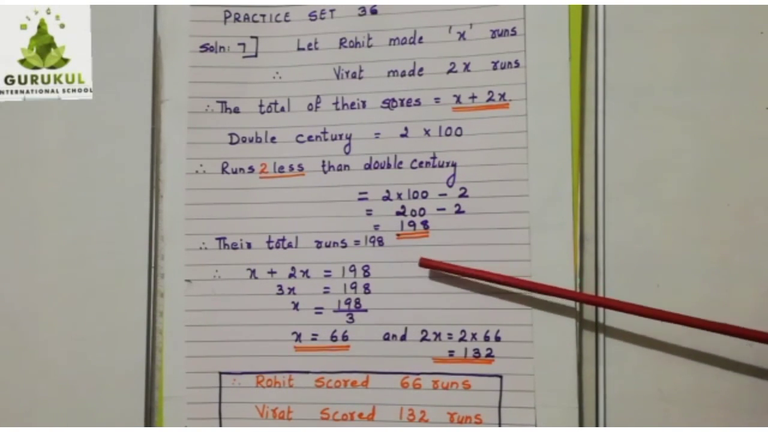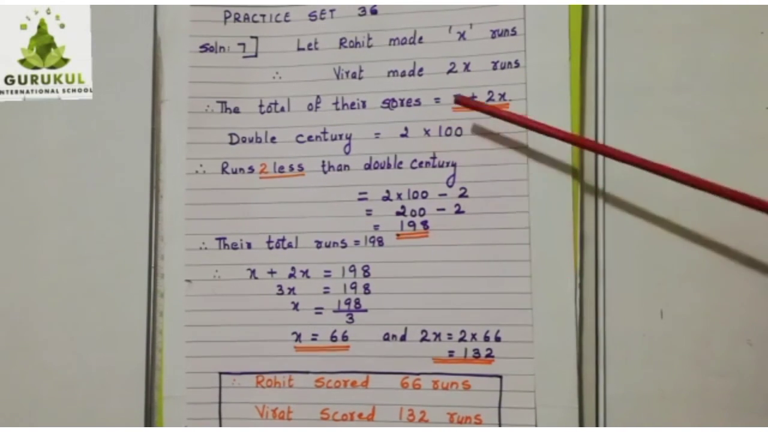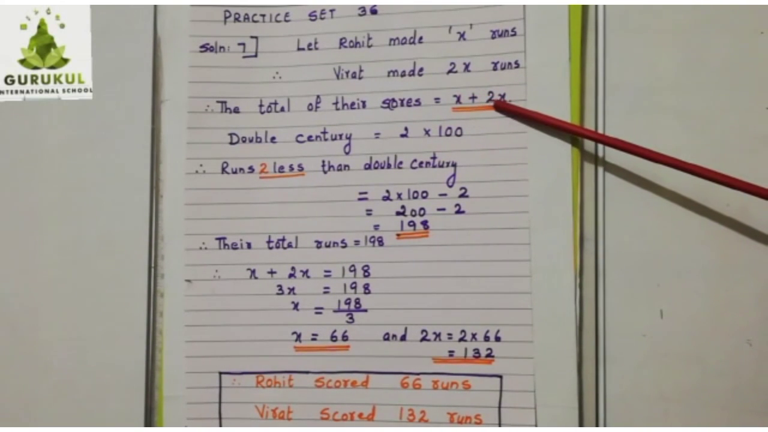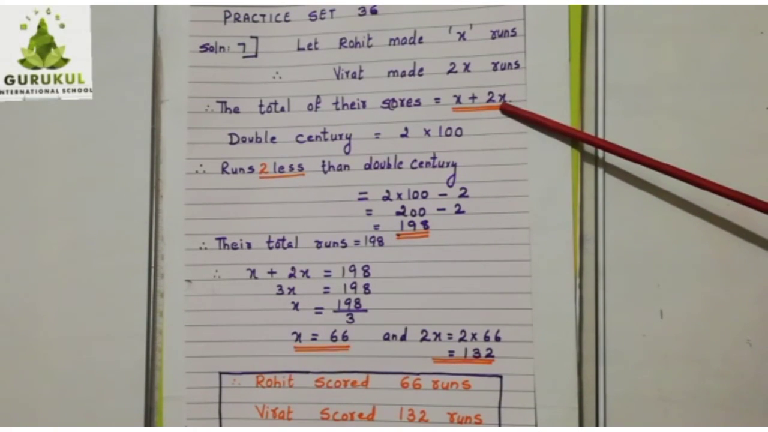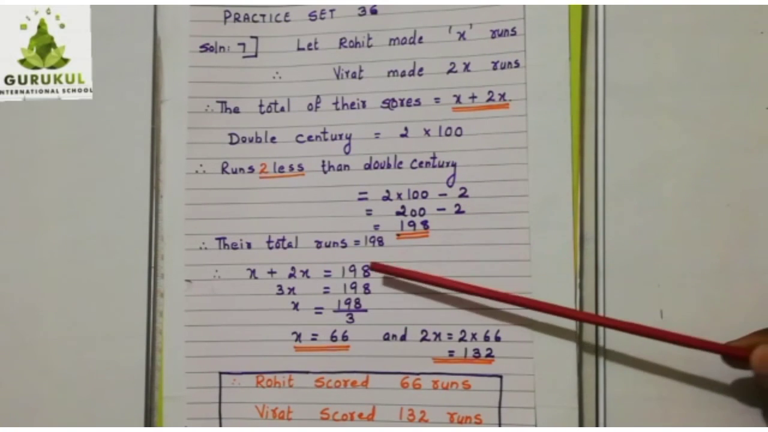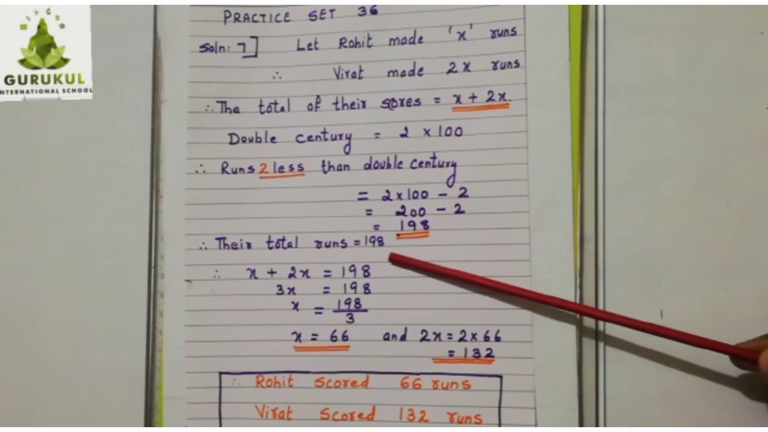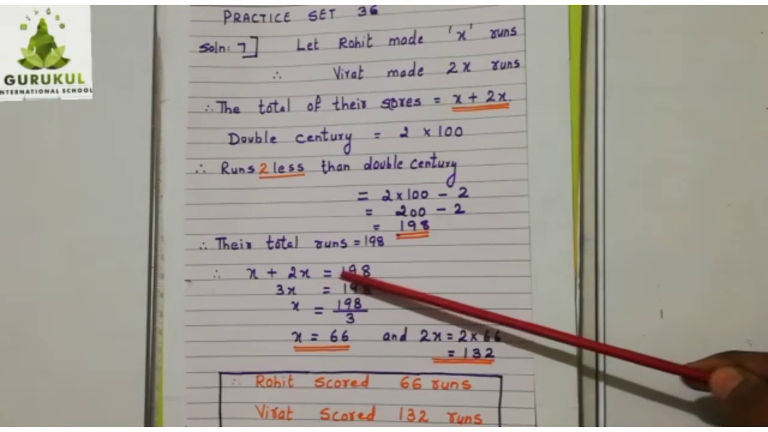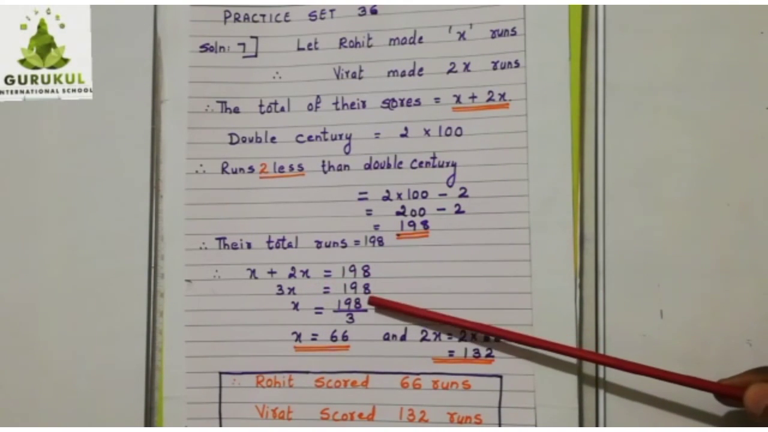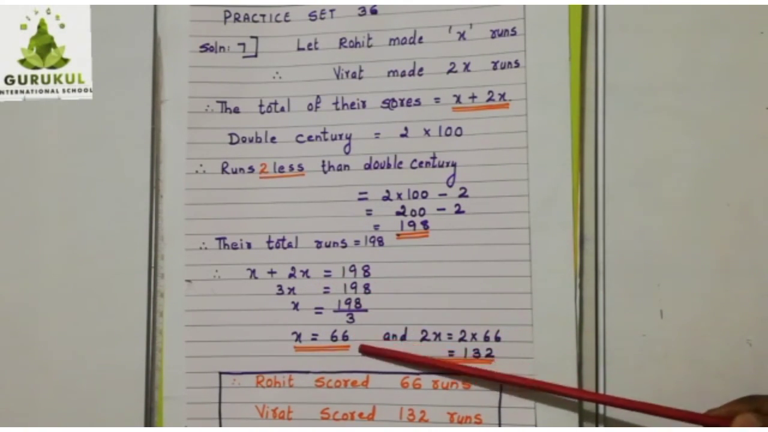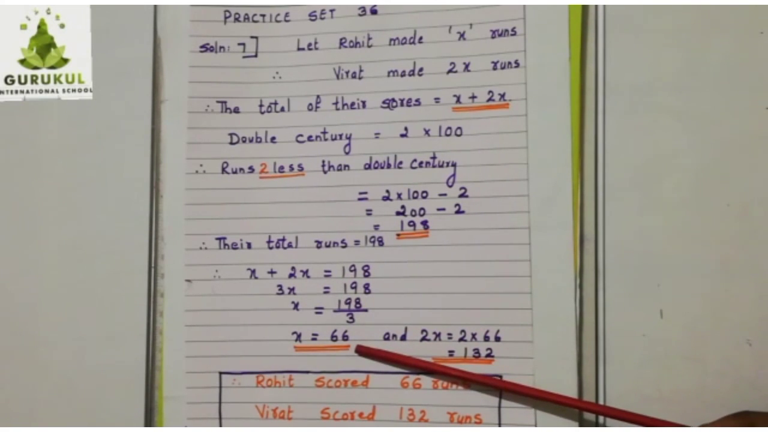In the question it is given the total of their score, that is X plus 2X, is equal to 2 less than double century. What is 2 less than double century? This. So you can equate here. The total runs is 198 you got. So X plus 2X equals 198. You find the value of X by calculation. You get X equals 66.